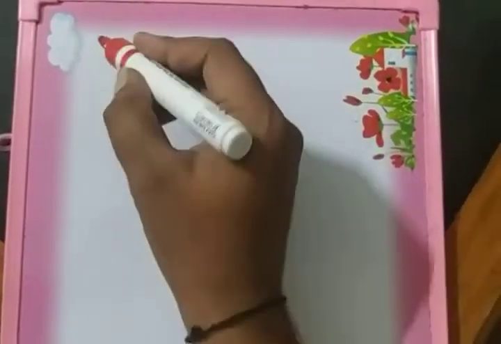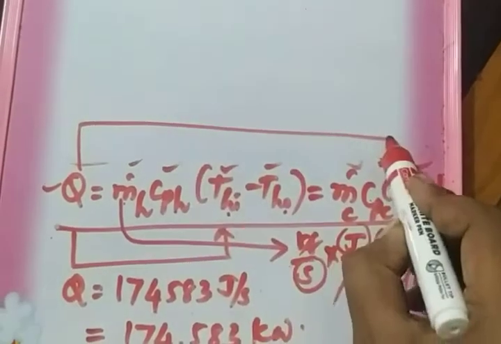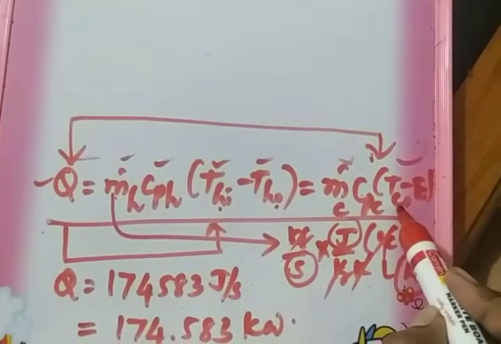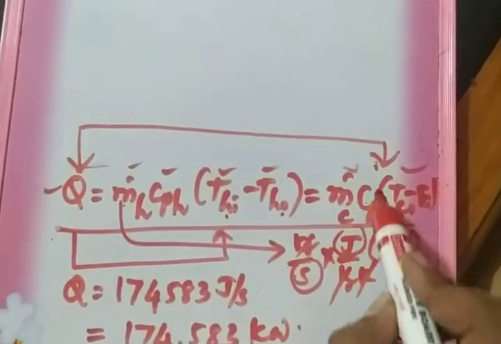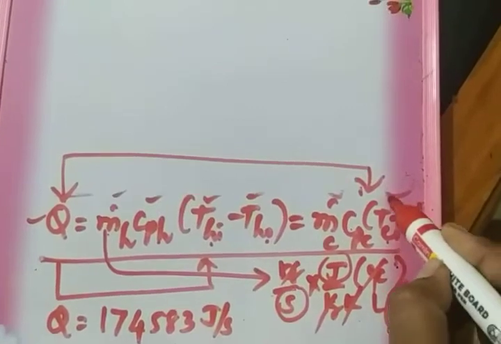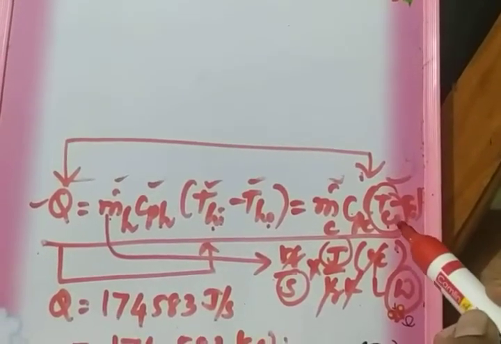Now once the value of Q is obtained, I will again consider the second expression I have written earlier. I will take the value of Q, which is equal to the heat gained by the cold fluid. You can use these two expressions now and very easily calculate the outlet temperature of water, because that is not given in the problem.